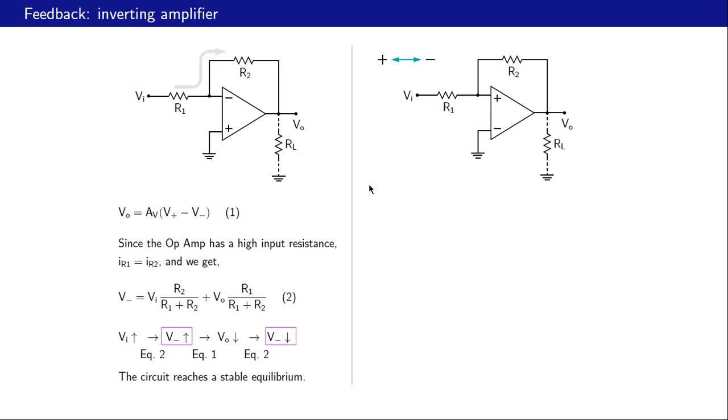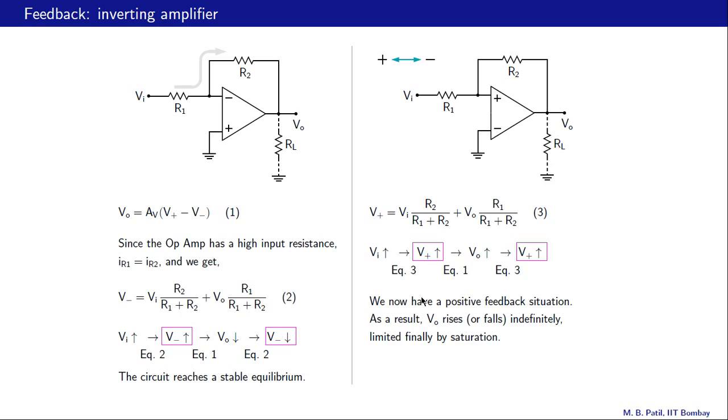Let us now consider this same circuit with the plus and minus terminals interchanged and see what happens. In this case, V plus is given by this equation here, similar to this equation. Now let us imagine that Vi has increased. What would happen as a result? V plus would increase by equation 3. If V plus increases, Vo will increase by equation 1, and if Vo increases, by equation 3, V plus will increase.